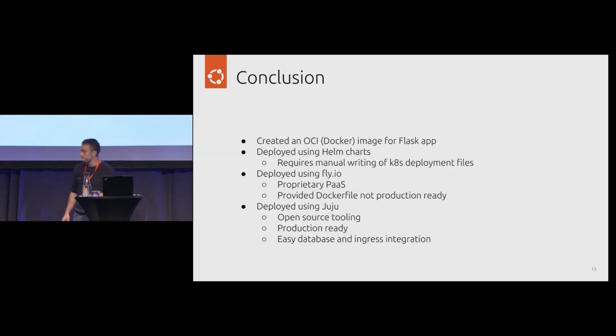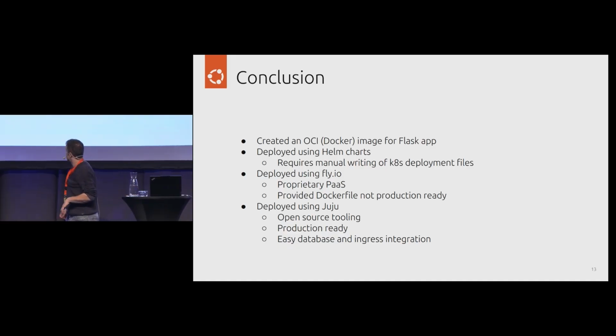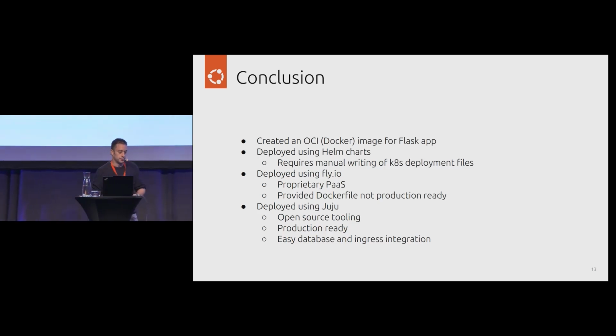So a bit of a conclusion. We've created an OCI image. We've done it in 2 ways. We've seen that, well, it works. Docker is really a very nice tool, but the first searches that Google gave us were not really ready for production grade. We then created the image with Rockcraft, and then we deployed a Helm chart.